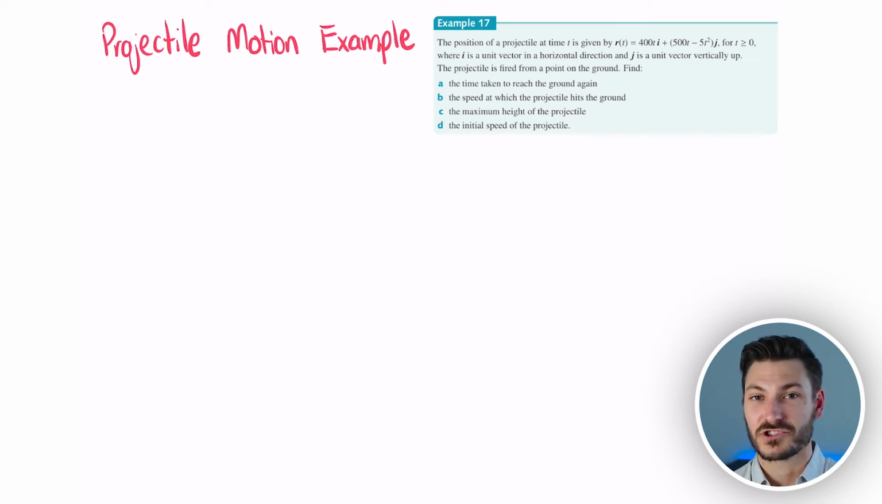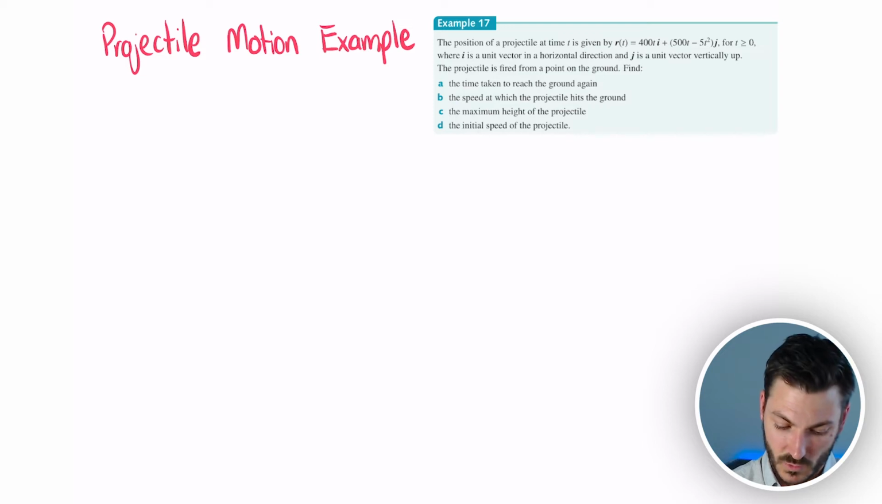Okay, projectile motion question number 1. We've been given the position of a projectile at time t: 400t in the i direction, 500t minus 5t squared in the j direction, for time t greater than or equal to 0, naturally. Now that we've read the question, I'm going to make it a bit smaller so I've got more space to work here.